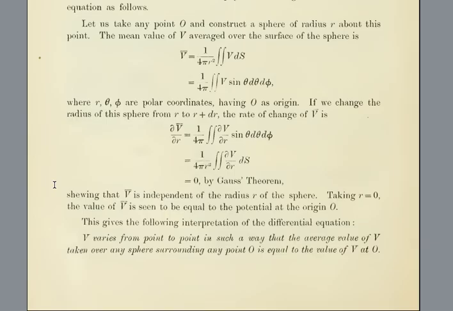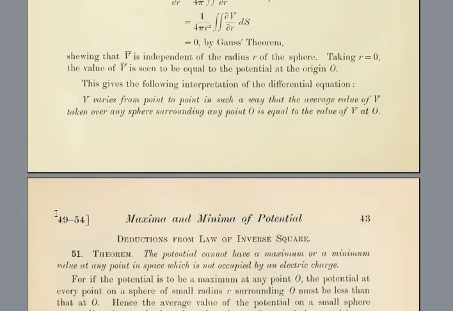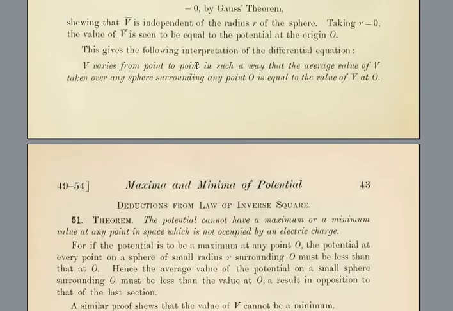This gives the following interpretation of the differential equation. The potential varies from point to point in such a way that the average value of the potential taken over any sphere surrounding any point is equal to the value of the potential at the center of that sphere.